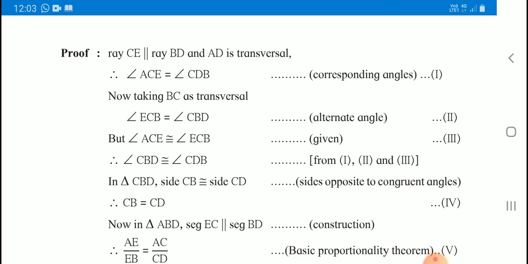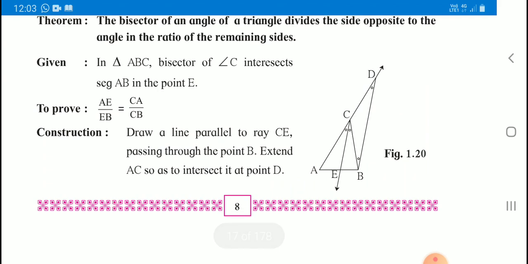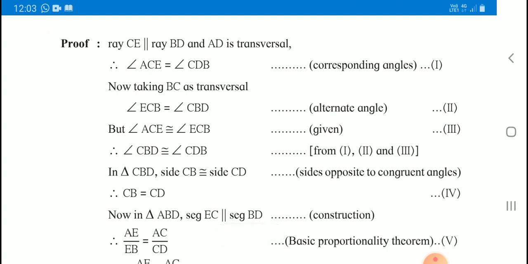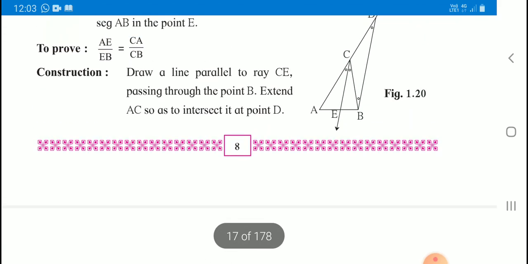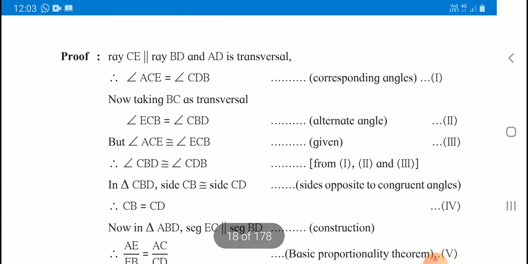If we consider the triangle CBD, then here side CB is congruent with side CD. The reason is: sides opposite to congruent angles. Therefore, we can write that CB is equal to CD.